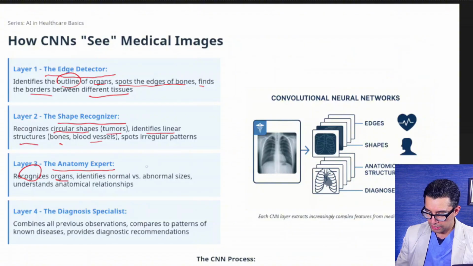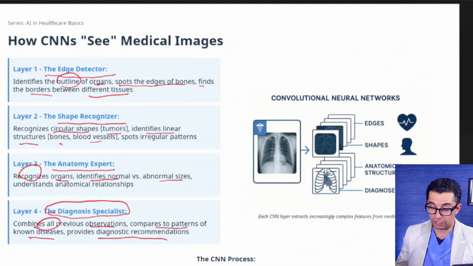Then another layer will be the anatomy expert, which recognizes bigger organs and identifies normal versus abnormal sizes. And then you have the diagnostic specialist at the very end, which combines all the previous observations, compares them to patterns of known diseases, and provides diagnostic recommendations.